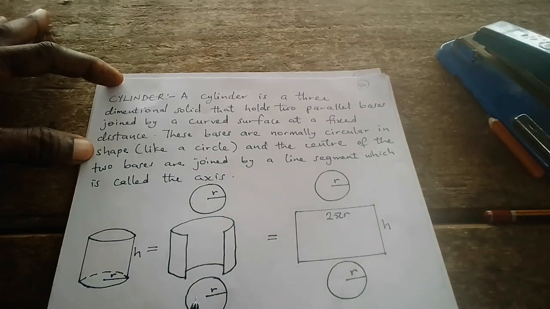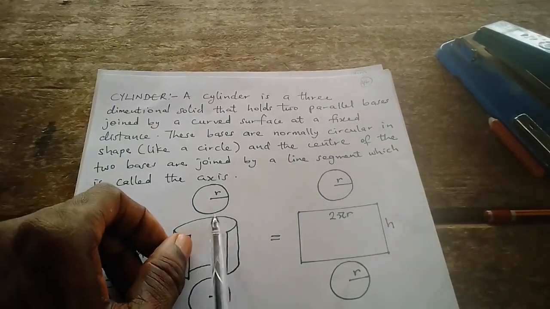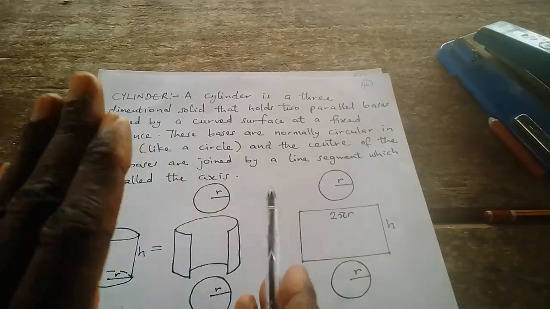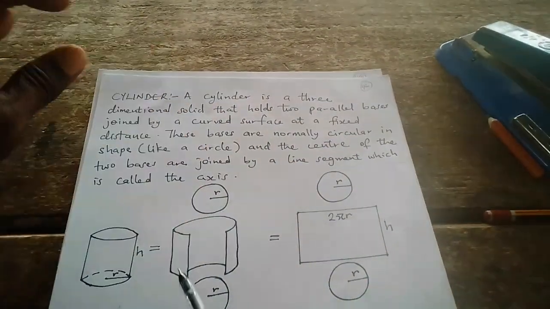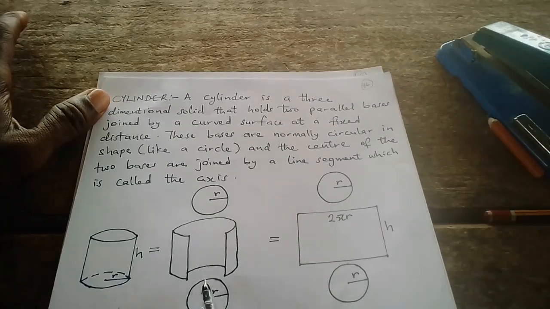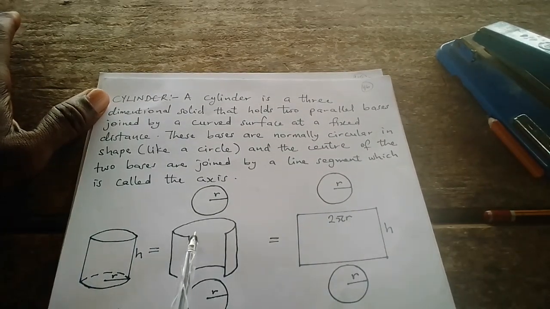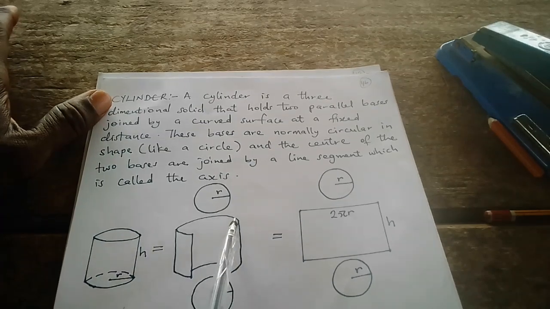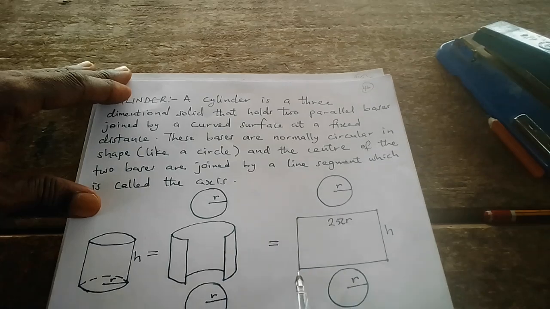So the top and the bottom of the cylinder are circles. Now this side is curved. So you use a circle to cover it on top, and use a circle to cover it at the bottom. That will give you a cylinder. So you realize that the curved side, when you stretch it out, is going to give you a rectangle.